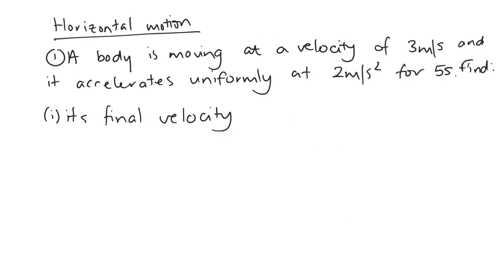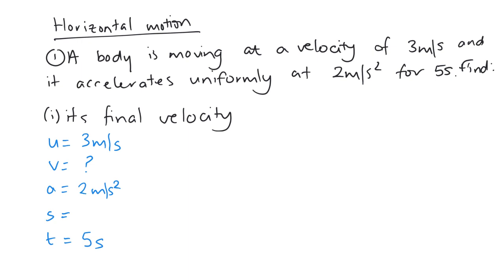Example 1 then. We're going to look first of all at horizontal motion, and we'll get on later in the course to look at vertical motion, something being dropped from a building or thrown up. So a body is moving at a velocity of 3 meters per second, and it accelerates uniformly at 2 meters per second squared for 5 seconds. Find its final velocity. So get into the habit of writing down u, v, a, s, t, and putting in what we know for this part of the motion. So it starts at 3 meters per second, and then it accelerates at 2 meters per second squared, for 5 seconds. And we want the final velocity, so that's v.